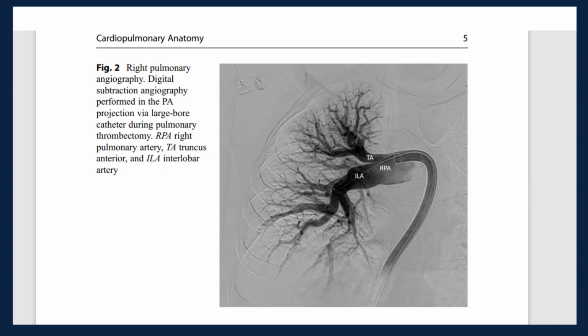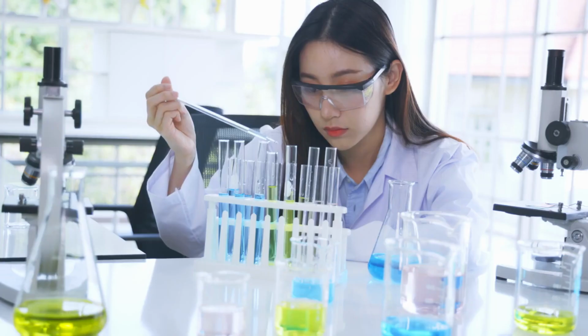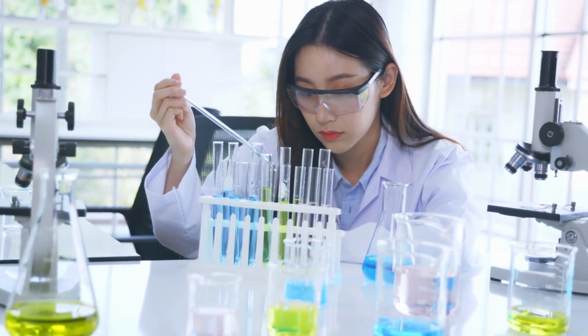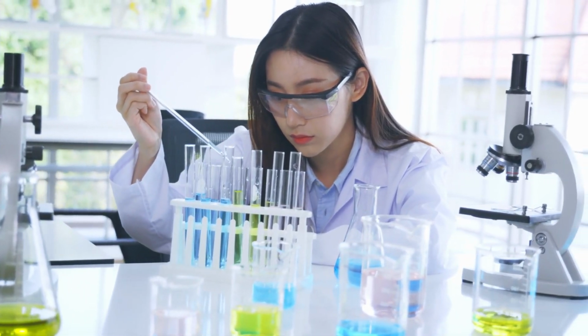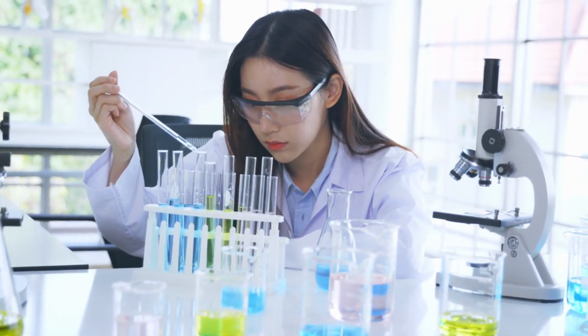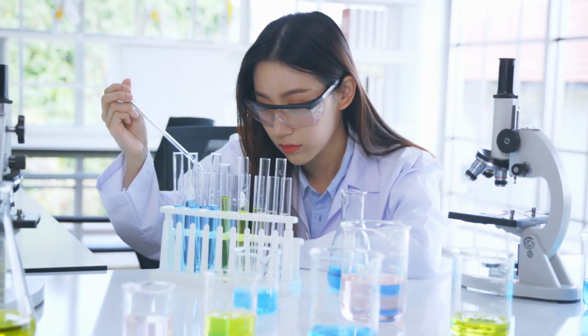Absolutely. Now let's talk about another piece of the puzzle that's critical for assessing PE severity: biomarkers. Biomarkers? You mean those blood tests that give us clues about what's happening inside the body? Precisely. Certain biomarkers can be incredibly helpful in gauging how the heart is coping with the stress of a PE. So are we talking about those classic heart attack markers like troponin? Troponin is definitely one of them.